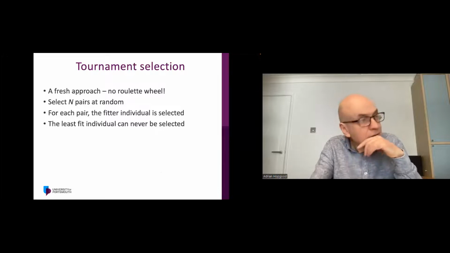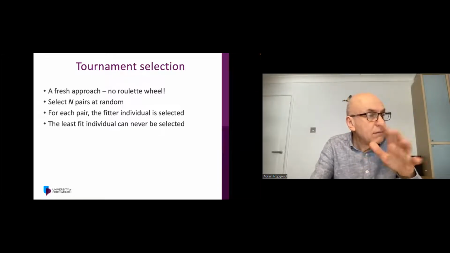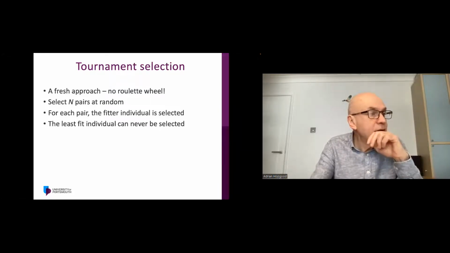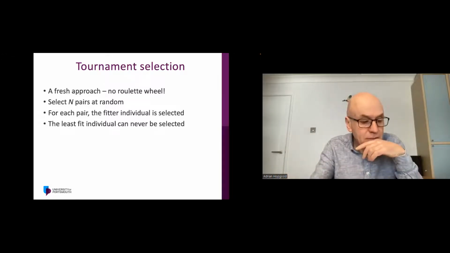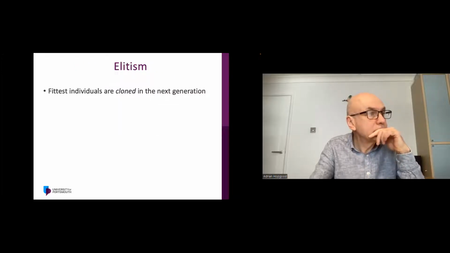An alternative is tournament selection, where you have no roulette wheel at all, and you select pairs at random for a population n. There'll be n pairs, and for each pair, the fittest individual is selected. It's like a tournament between 2 chromosomes, and the least fit individual can never be selected on that basis.